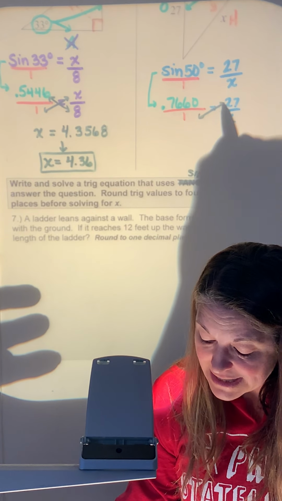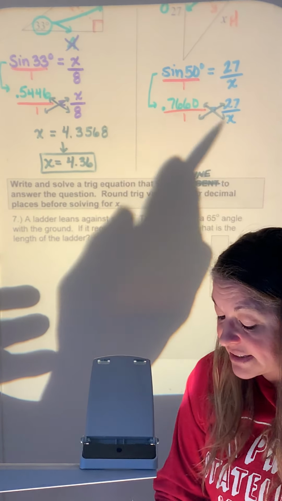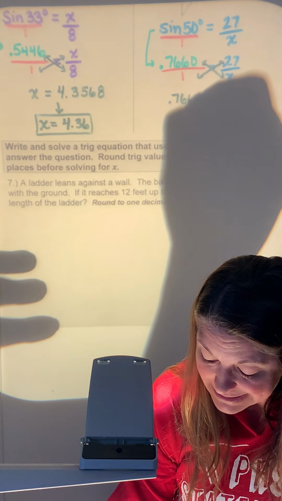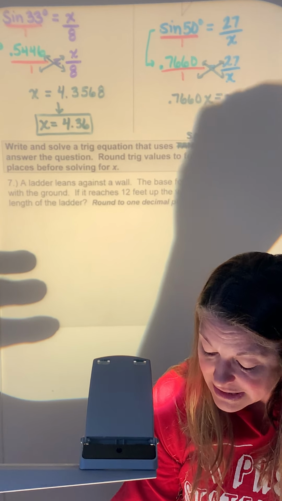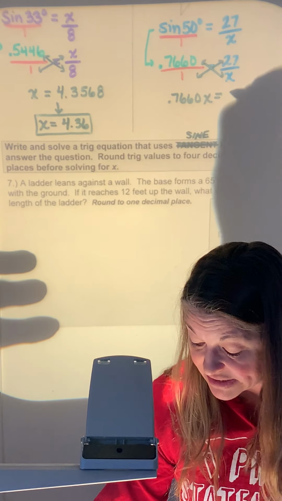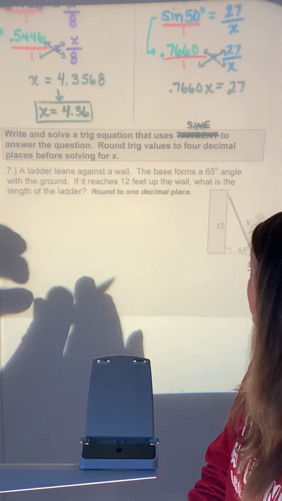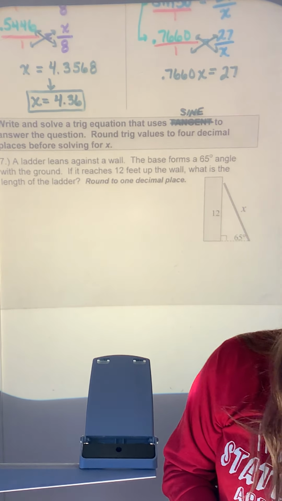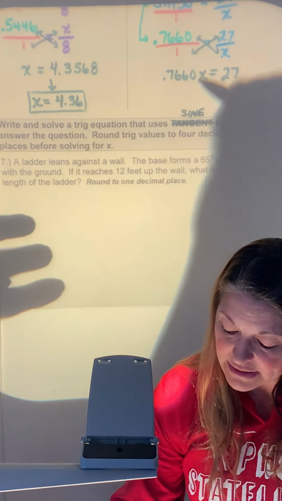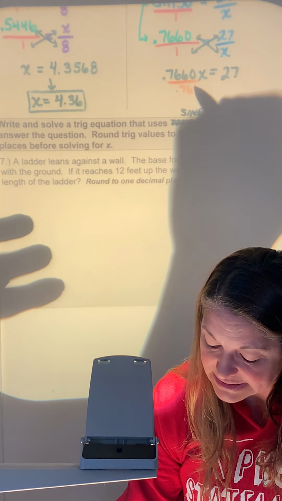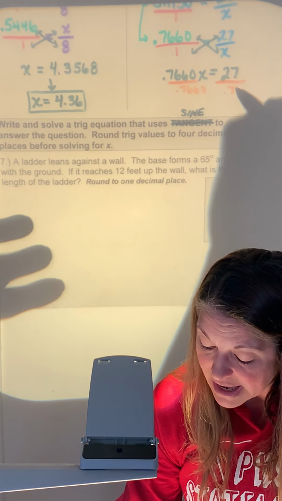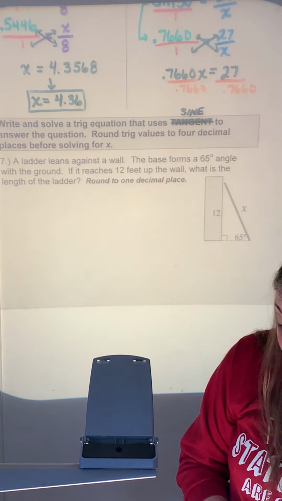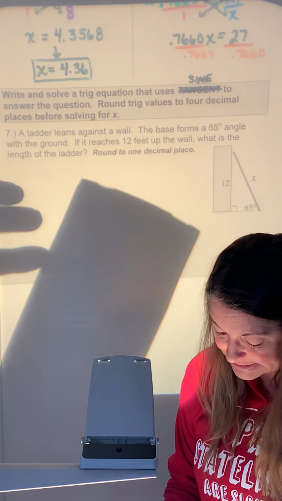When we cross multiply this time, our x ends up getting multiplied to that decimal, so it will be 0.7660x. The 1 gets multiplied to the 27, so that's what this equation is going to equal. To get x alone, we're going to want to divide by the coefficient, that 0.7660, onto both sides. It will most likely not be pretty. Let's go ahead and see.